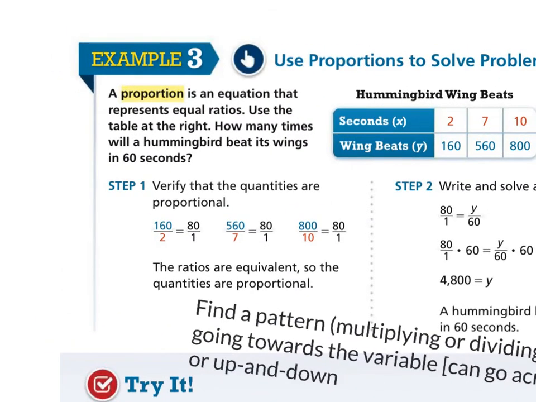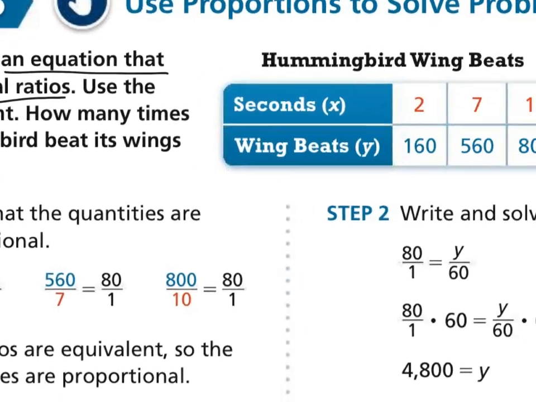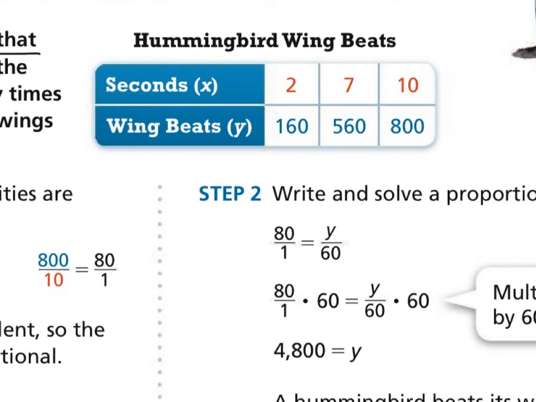Example 3 talks about a proportion. So a proportion is an equation that represents equal ratios. So we're going to look at this. There's a table that shows how many times a hummingbird beats its wings in 60 seconds. So you can see from the table, in 2 seconds it's 160 times, in 7 seconds it's 560, in 10 seconds it's 800.